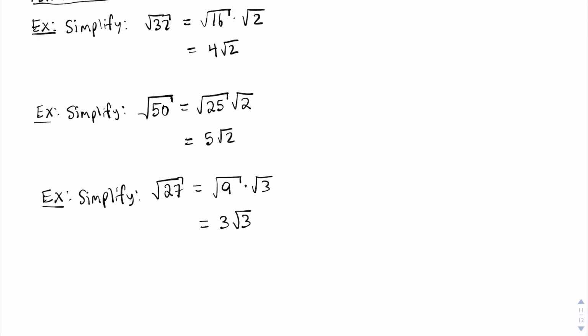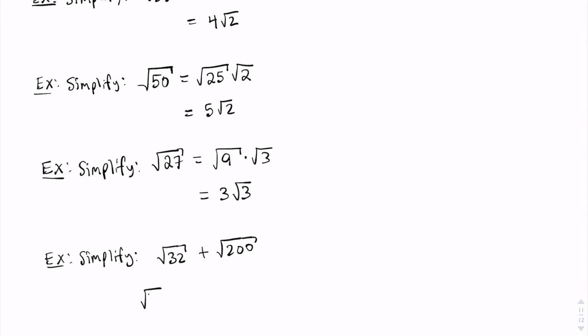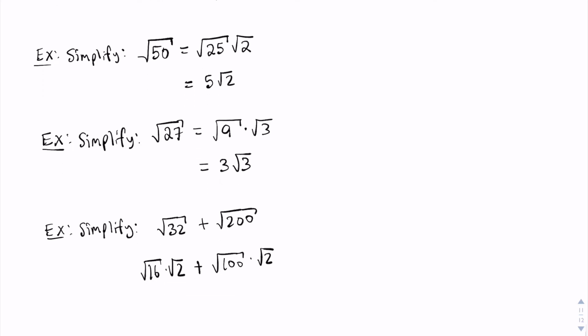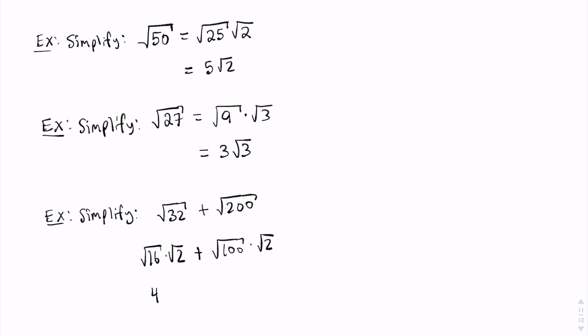And let's add another one. Say we want to simplify the square root of 32 plus the square root of, say, 200. For the square root of 32, we already know that what goes into 32 is 16 times 2. But what goes into 200? The square root of 100 times the square root of 2. And that's the largest perfect square that goes into 200. 25 goes into 200, but you want to use the largest possible perfect square. And then this becomes 4 square root of 2 plus the square root of 100, which is 10 square root of 2.